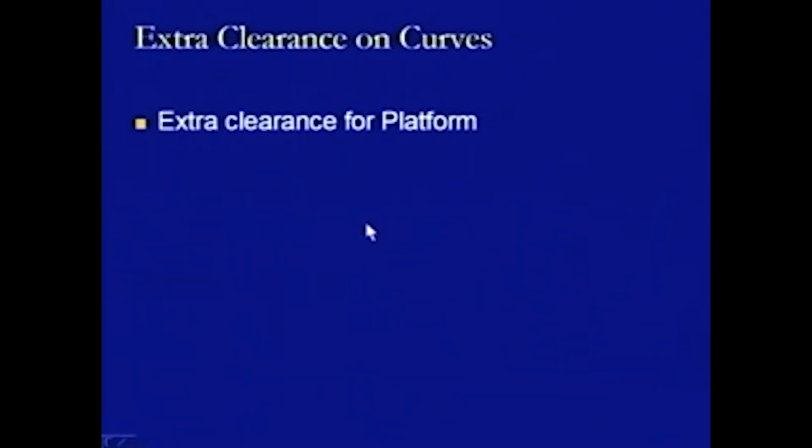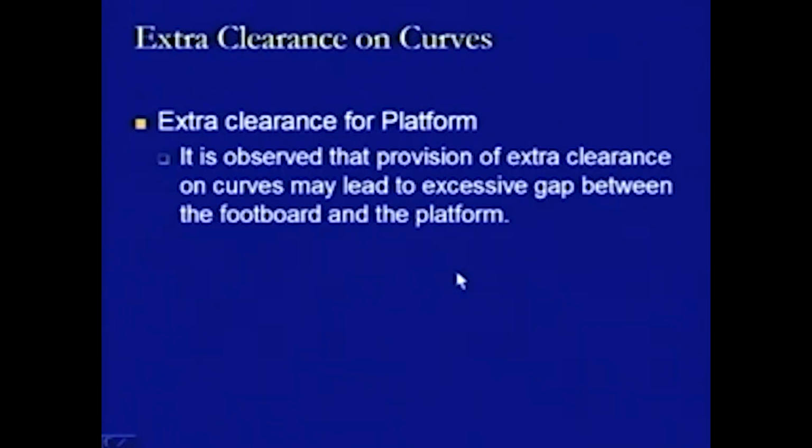Another clearance which is to be checked is the extra clearance at the platform. In the case of extra clearance for platforms, it has been observed that providing extra clearance on curves may lead to an excessive gap between the footboard and the platform. As far as a straight section is concerned, a normal distance can be provided between the platform and the track.